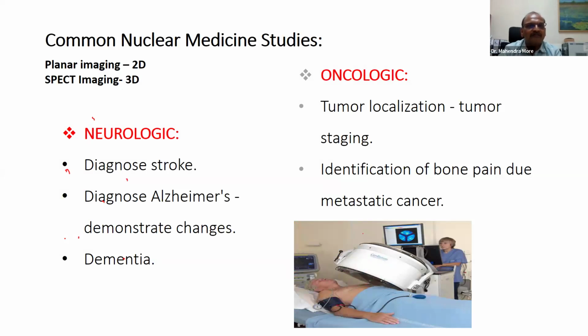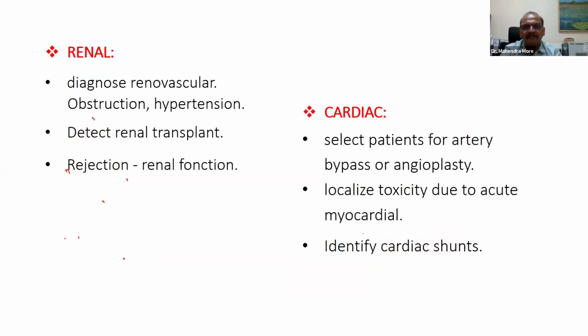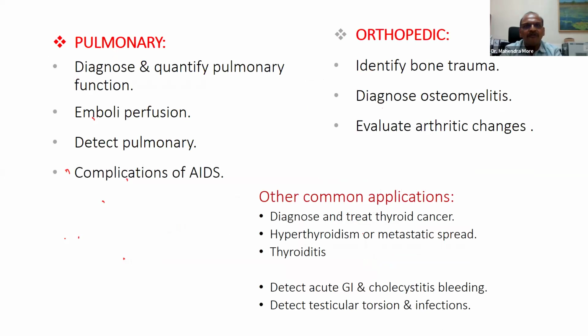Okay. So common nuclear studies, we have planar imaging and 3D imaging. Neurological studies are being done. Oncology studies are being done. I will not go into details of this. Renal studies, cardiac studies, as I told you, the pulmonary function studies, and for orthopedics, all studies are being done.